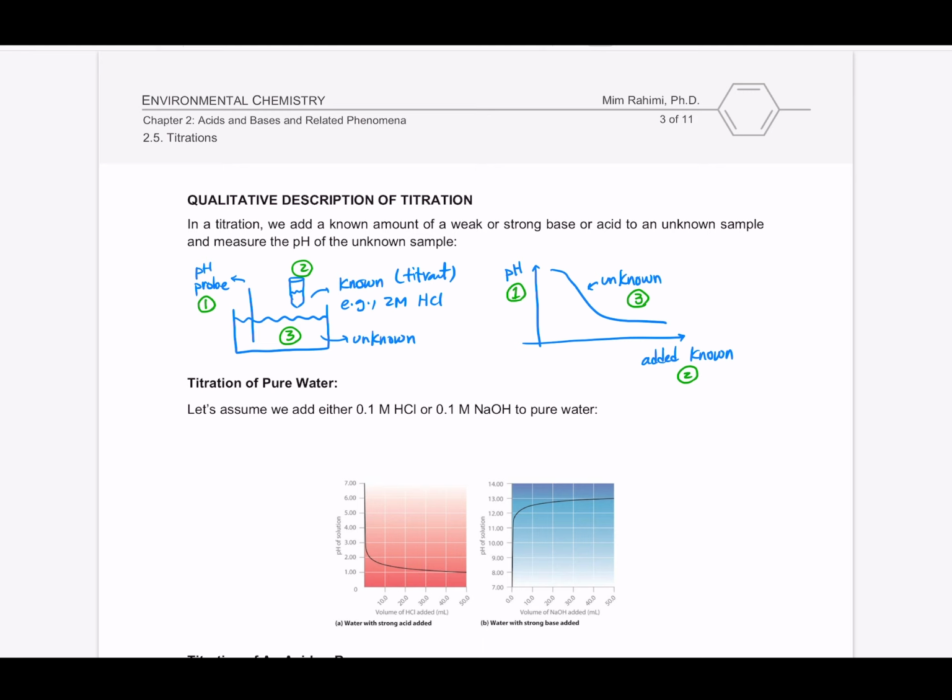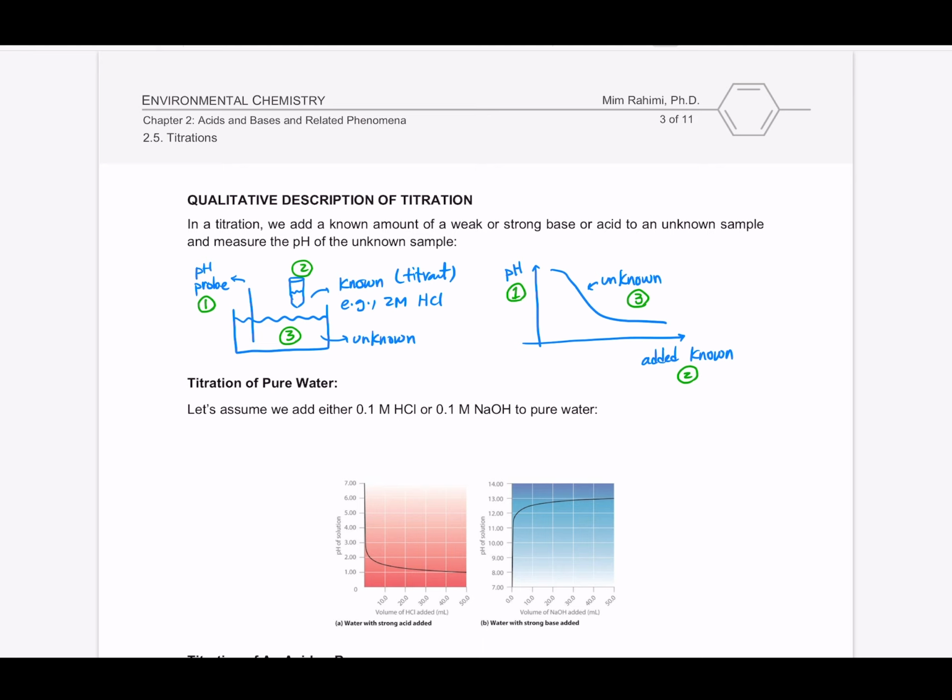So it's very straightforward. From the execution point of view, it's very simple. You just need a pH probe, basically. You bring an acid or base that you know, for example, 2 molar HCl, and you add it to any sample, any aquatic sample, regardless of whether you know the composition or not. And then you basically trace the pH. So the whole point of this lecture is how to interpret this data that we're getting.